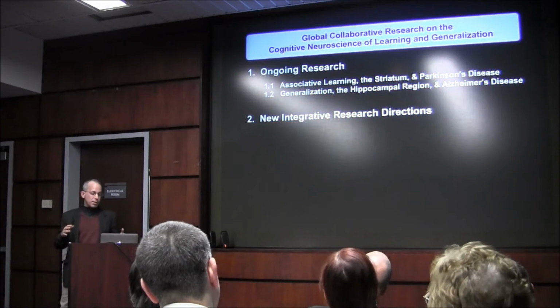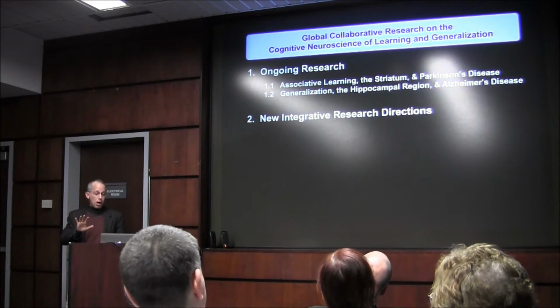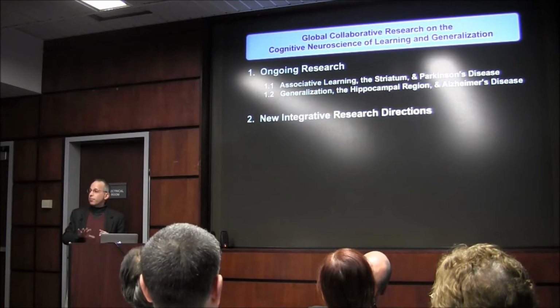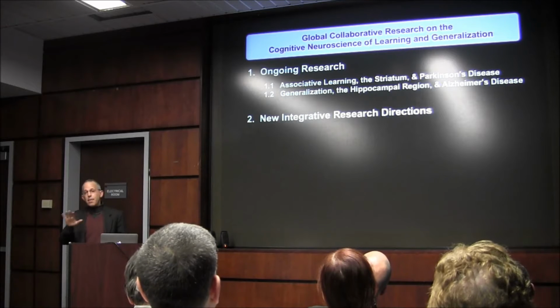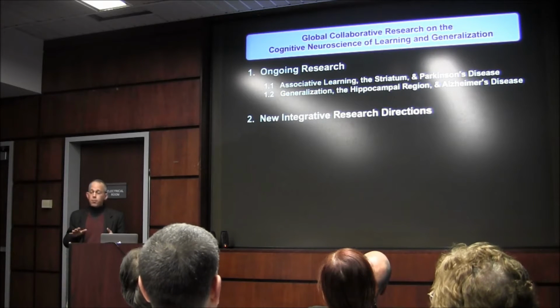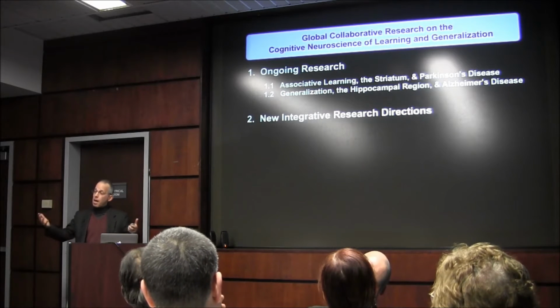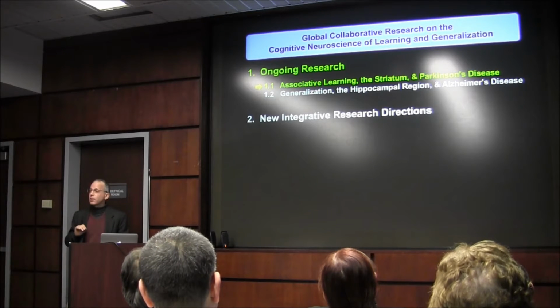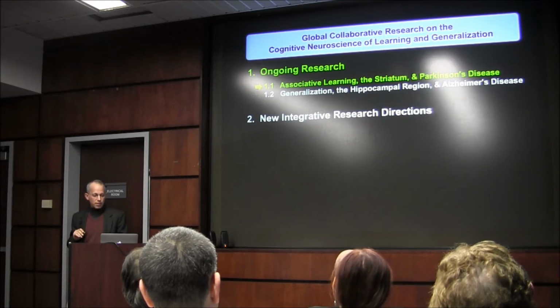So the work I'm going to talk about today, I'll start by describing some of our ongoing research in 2 main threads, one looking at associative learning in the striatum, the other at generalization in the hippocampal region. And then in the second half of the talk, describe 3 new integrative research directions that combine that work in some new areas. So let me start by talking about the associative learning, the striatum, and Parkinson's disease.